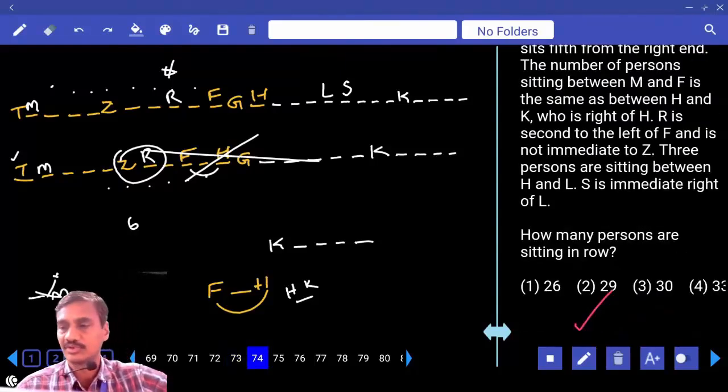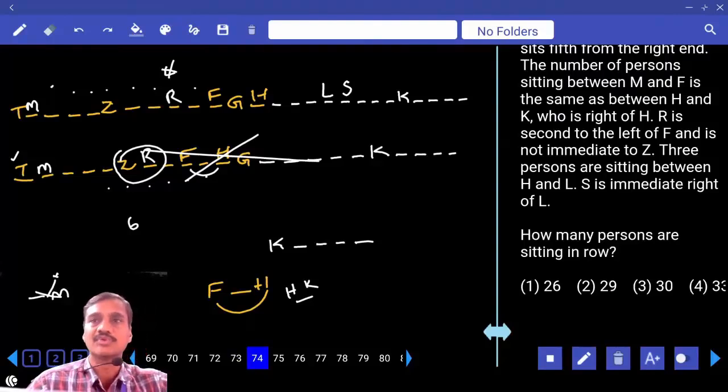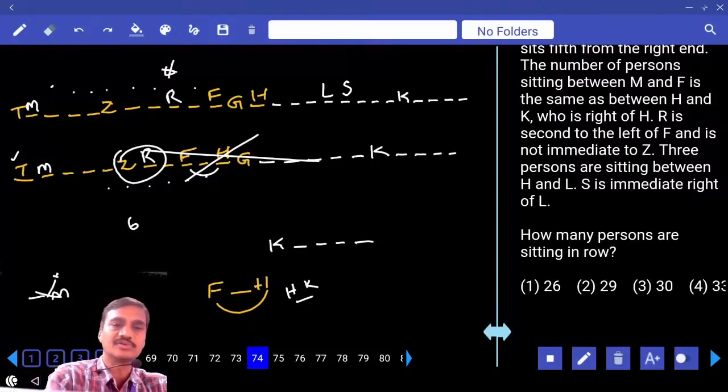Then 74. How many persons are there in the row? Tell me the total number of persons here. 26. Now, if you count the total, it is 26. Choice 1, question number 74.